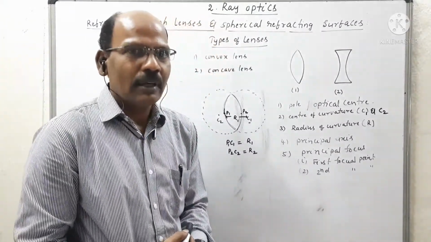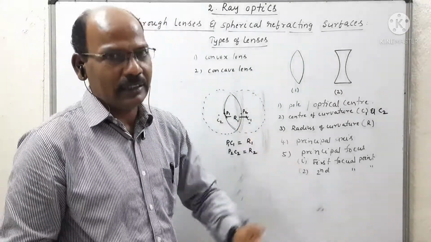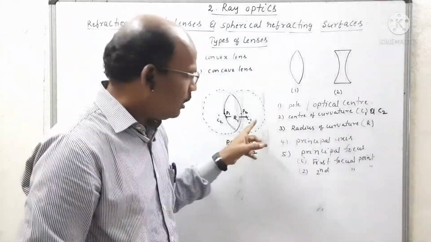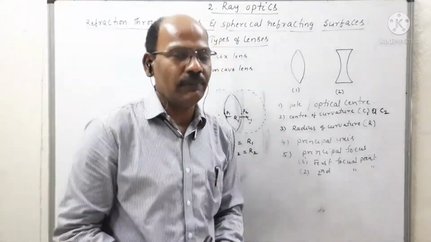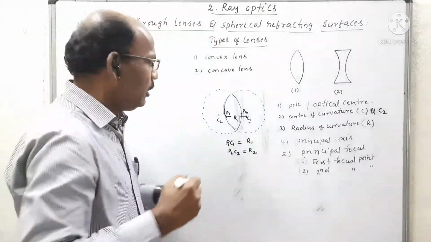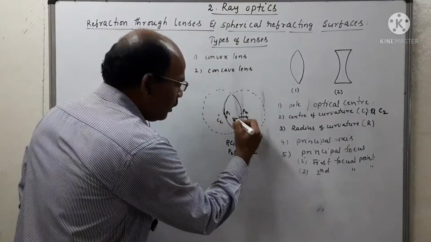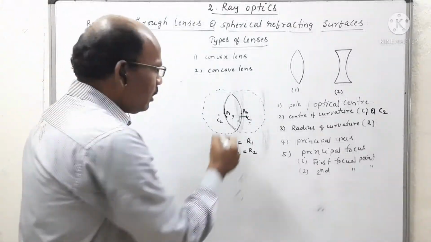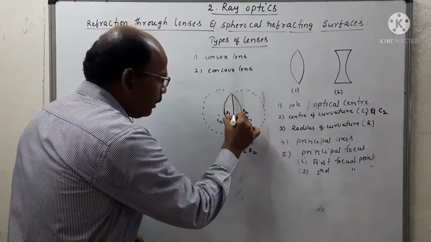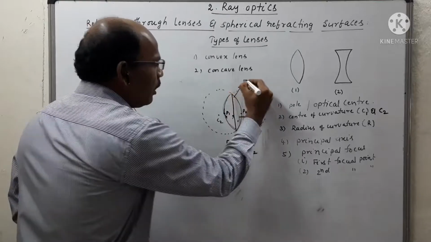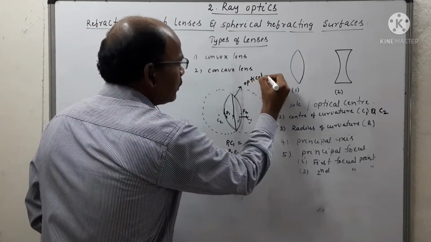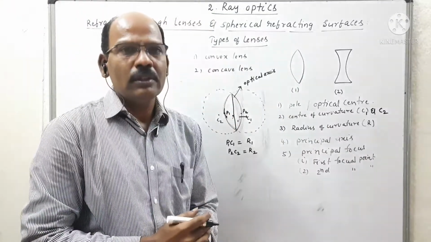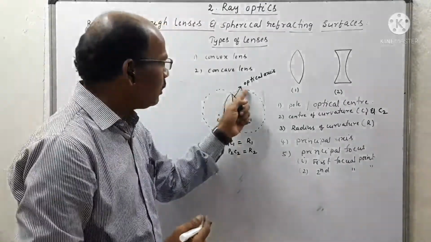The straight line which connects the center of curvature of the two refracting surfaces and the optical center. So this can be taken as the optical center. The center point of the convex lens is called optical center. So this is called optical axis. The vertical line which divides the two refracting surfaces equally is called optical axis.